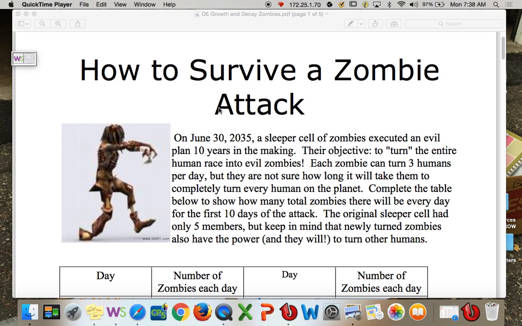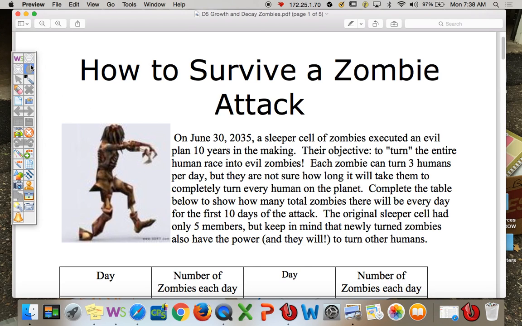Each zombie can turn 3 humans per day, but they are not sure how long it will take them to completely turn every human on the planet. Complete the table below to show how many total zombies there will be every day for the first 10 days of the attack. The original sleeper cell had only 5 members, but keep in mind that the newly turned zombies also have the power, and they will, to turn other humans.